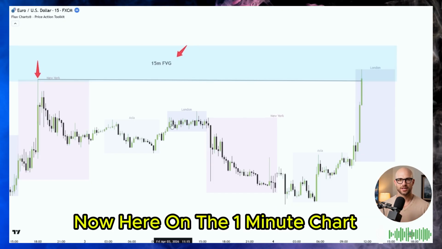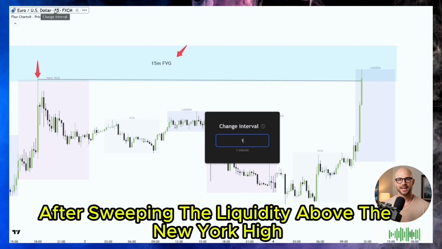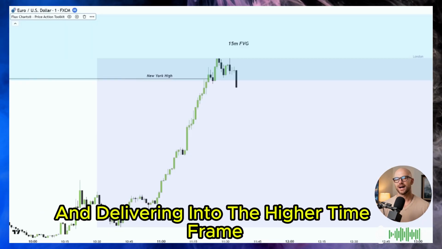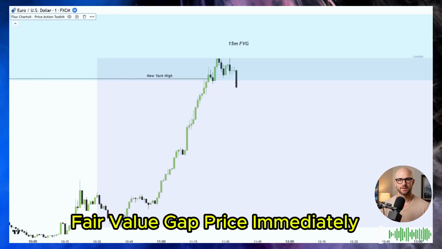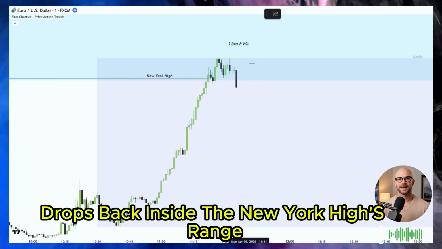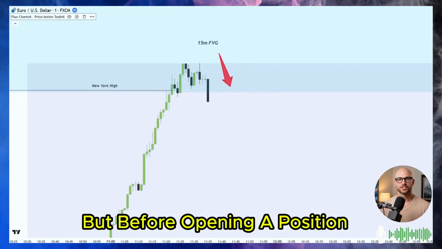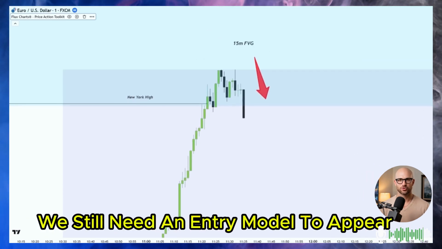Now here on the 1-minute chart, you can clearly see that after sweeping the liquidity above the New York high and delivering into the higher time frame fair value gap, price immediately drops back inside the New York high's range. At this point, everything looks clean. But before opening a position, we still need an entry model to appear.